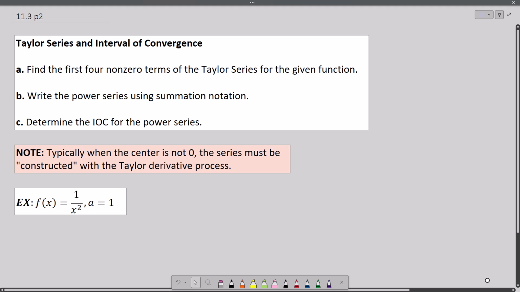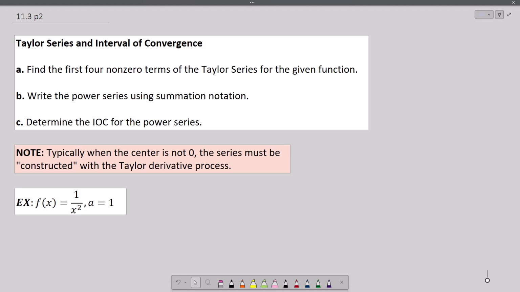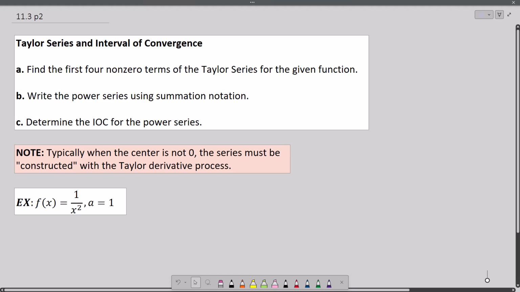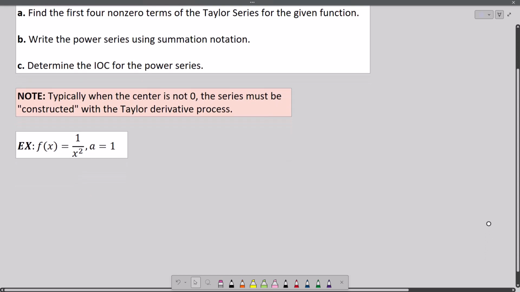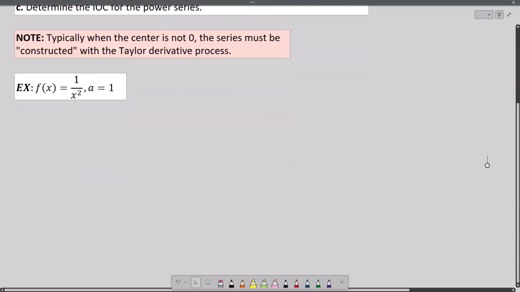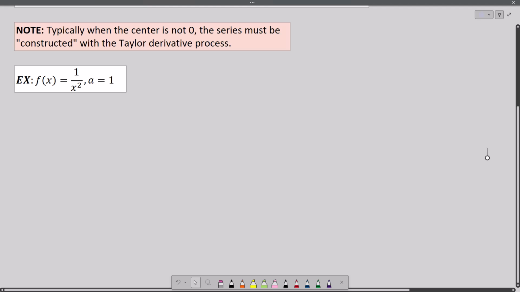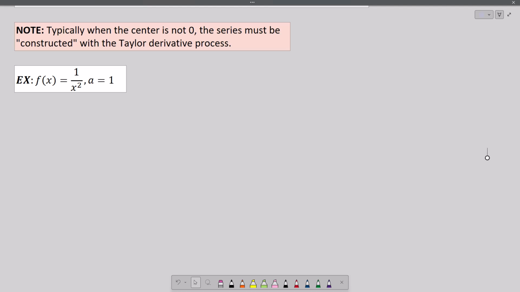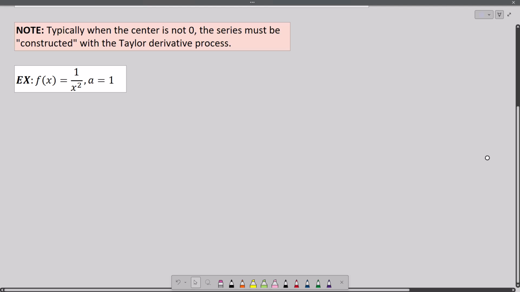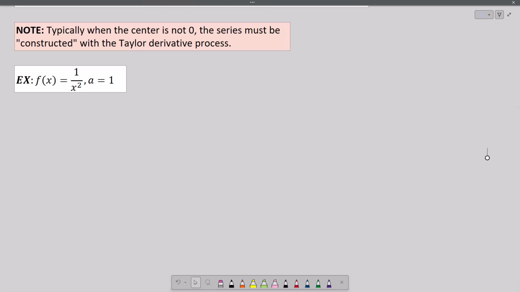So let's do one of these. We have this function down here, and we're going to choose a center of 1. We're going to find the first 4 non-zero terms. We're going to write it in summation notation. And we may or may not do part C, find the IOC. So this is going to be an important thing to keep in mind. When you're given the instructions to build a Taylor series, if the center is not 0, you have no choice. You just need to pull out the tools and start taking derivatives. You got to build it.